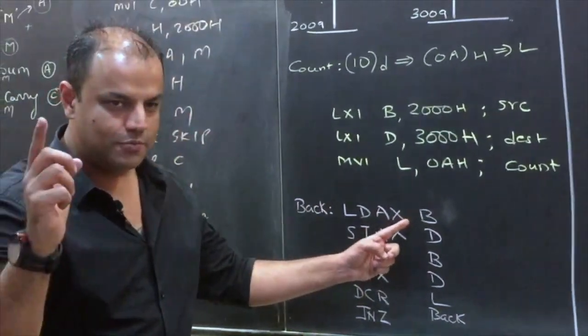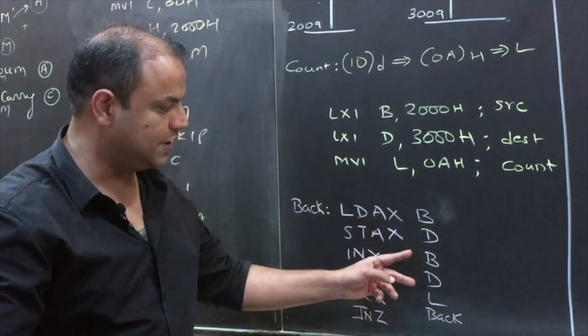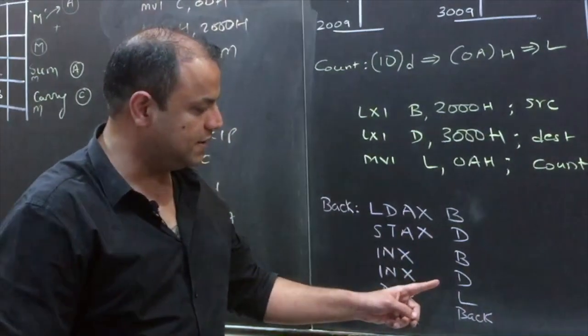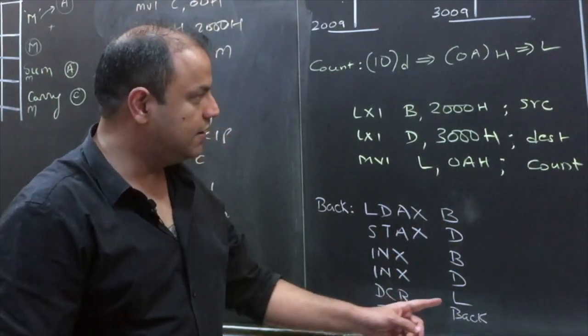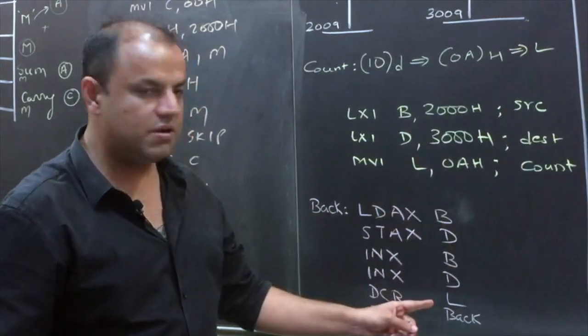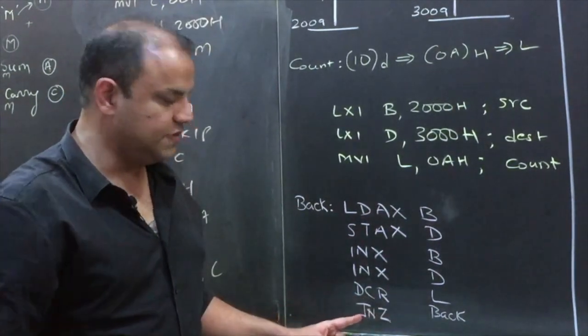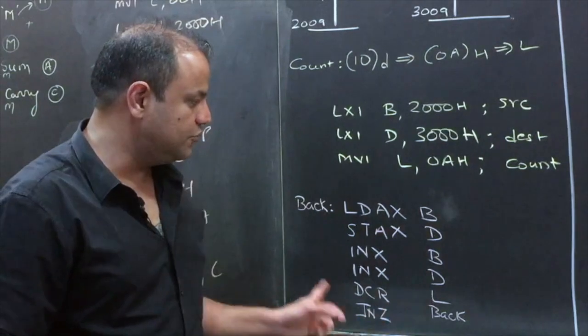Now explain to me what happens over here. You take the data from 2000, store it at 3000. Increment BC pair becomes 2001. Increment DE pair becomes 3001. Decrement L. L was 10. Decremented becomes 9. 9 is not 0. JNZ means jump if not 0. So it's not 0, it will go back.